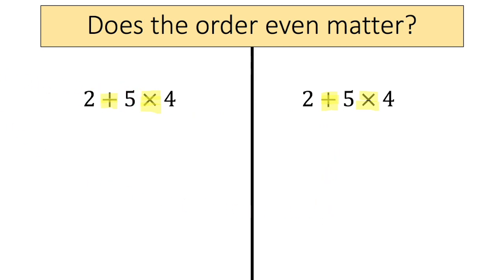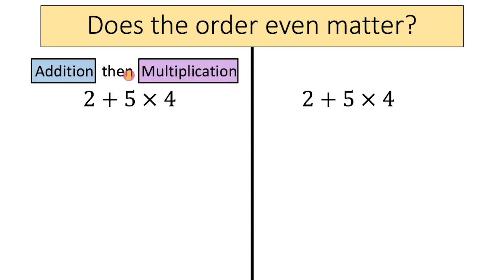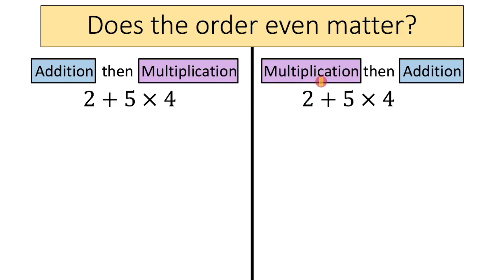So for the first one over here, what we're going to do is the addition first, then the multiplication. And then for the one over here, we're going to do the multiplication first, then the addition. So let's first do the addition first, then the multiplication. So addition would be first doing 2 plus 5, which will be 7, and then I'm going to times the 4, and 7 times 4 is 28.